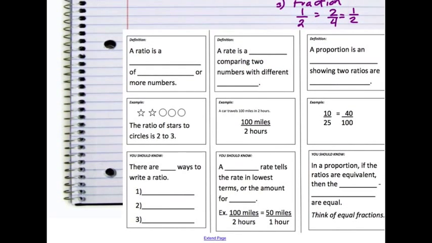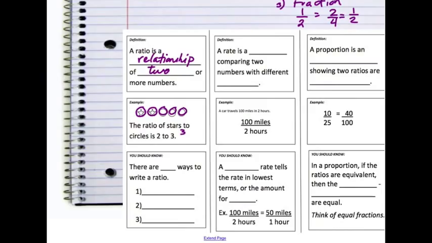We're going to fill in our table notes. First, a ratio is a relationship of two or more numbers. And the relationship is comparing those two numbers. So an example is the ratio of stars to circles is 2 to 3, right? I have 2 stars compared to 1, 2, 3 circles.